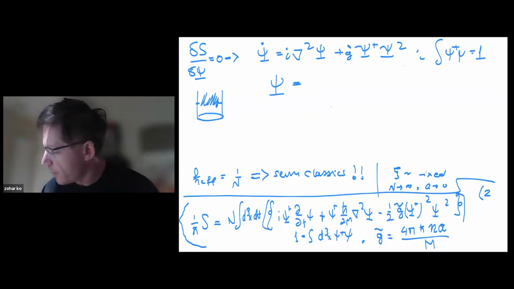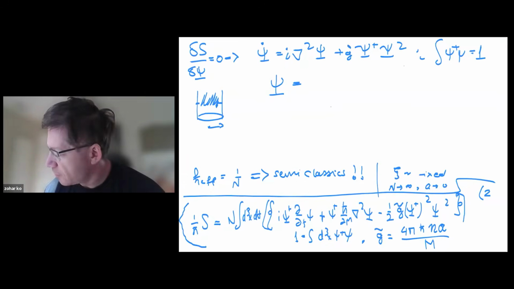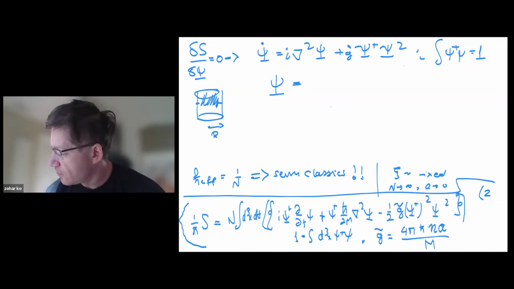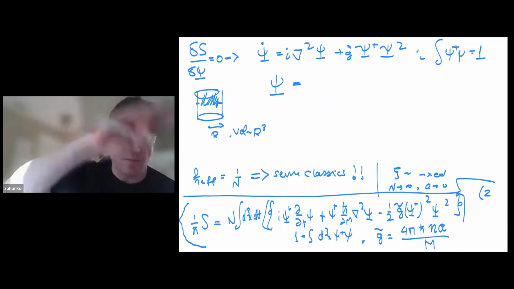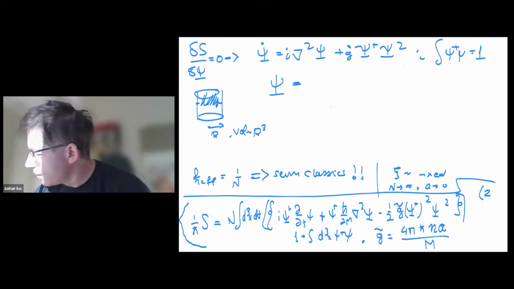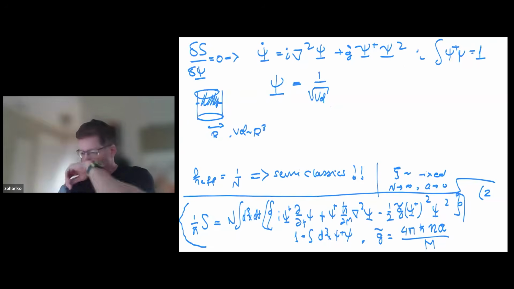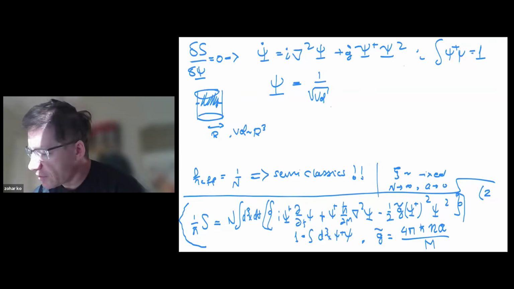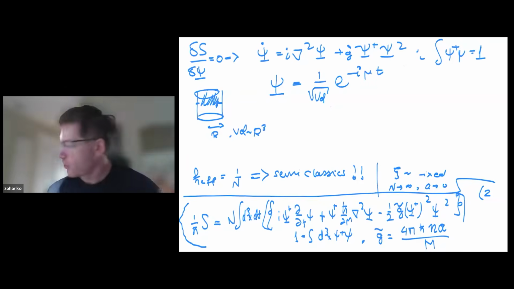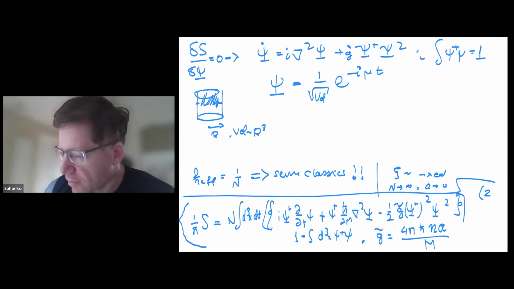Okay, so now we have a space. We have a bucket of size capital R. It's some circular volume. The volume of this bucket is R cubed. I'm just drawing it as a cylinder, but I'm imagining a bucket which is just spherical. So the wave function is 1 by square root of the volume times e to the minus i mu t. This is the simplest possible solution where mu is related to the density.